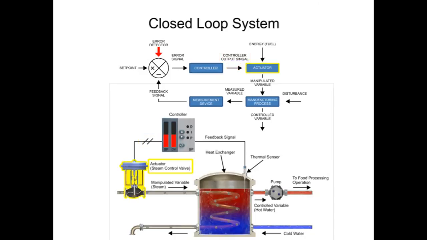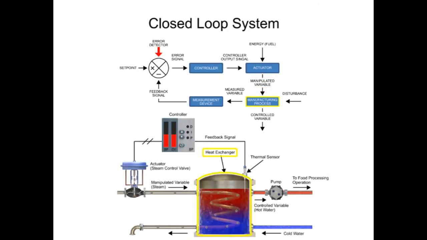A signal from the controller causes the controlled variable to match the set point using the actuator of the system. The flow valve represents the actuator where steam flow is controlled. The amount of energy or steam in this example, altered by the actuator, is the manipulated variable.